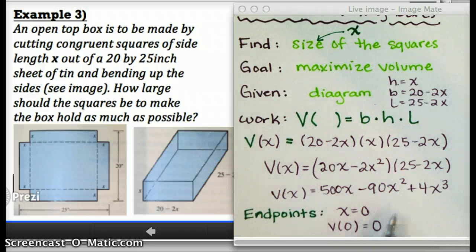What about the higher endpoint? Think about cutting x out of this box. What's the biggest cut I could make? Well, if you think about it, we're actually limited by the size of the material.